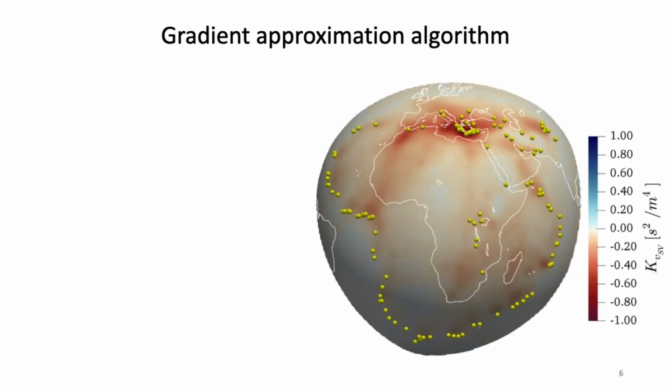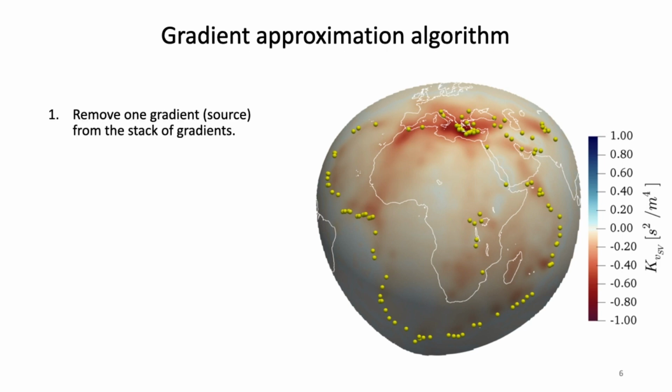In the previous slide, I mentioned how the minibatch gradient is approximated by the control group. This figure shows an example of a gradient computed for 125 sources, indicated by the yellow circles. Red colors represent areas where the model should get faster, and blue colors represent areas where the model should become slower to reduce misfit. To approximate the gradient, we use the following algorithm.